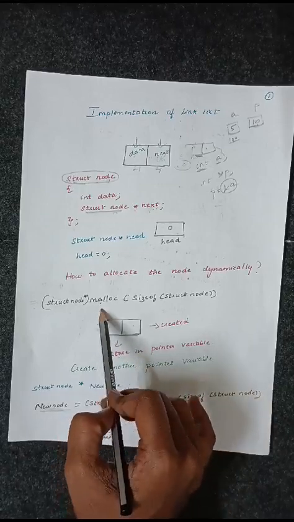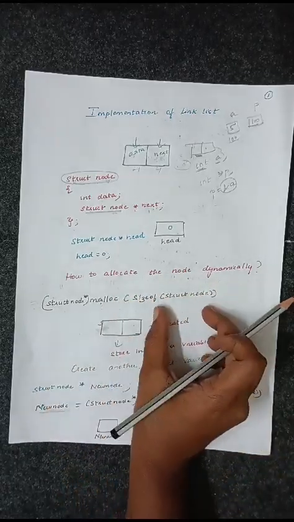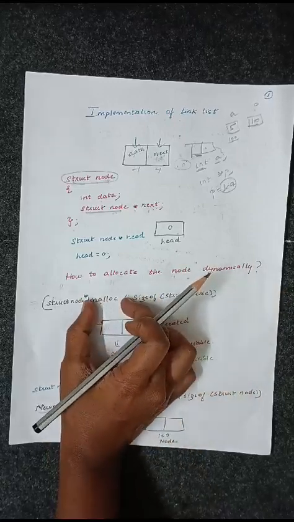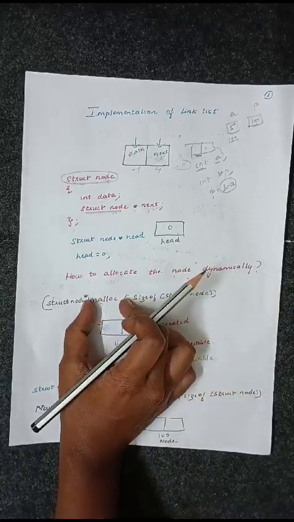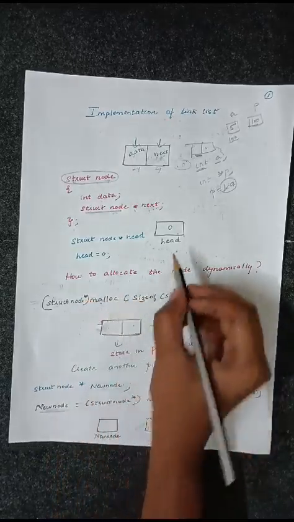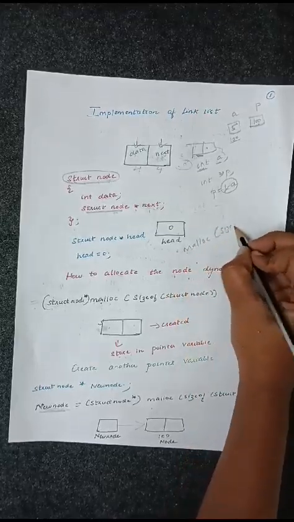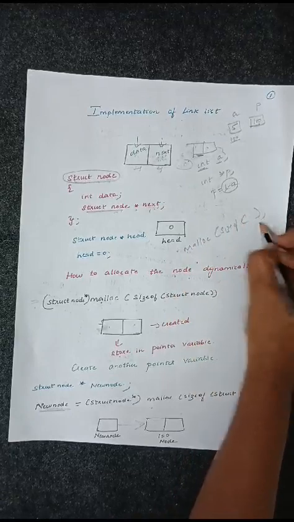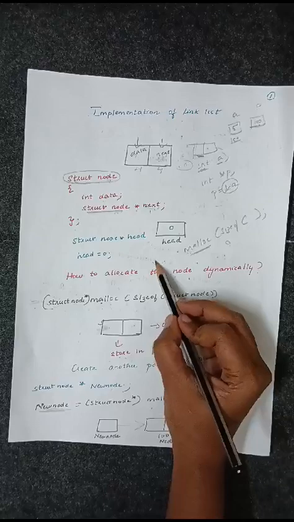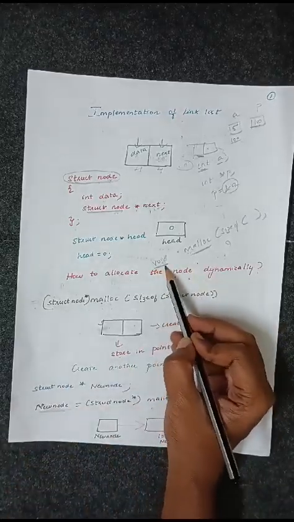What is the malloc function? It allocates a block of a particular size dynamically. So what is the general syntax of the malloc function? Malloc, and you give the size of that particular data type. Now what will the malloc function return? It will return a void pointer. Normally it will return a generic pointer.